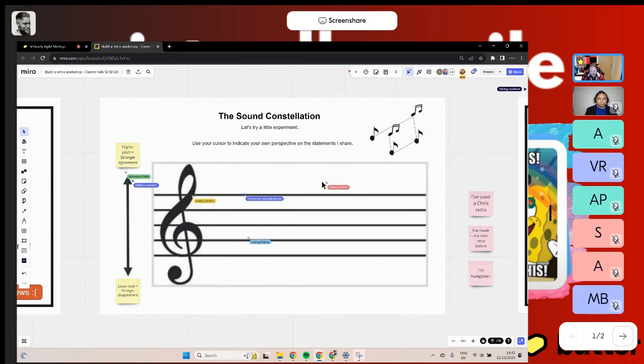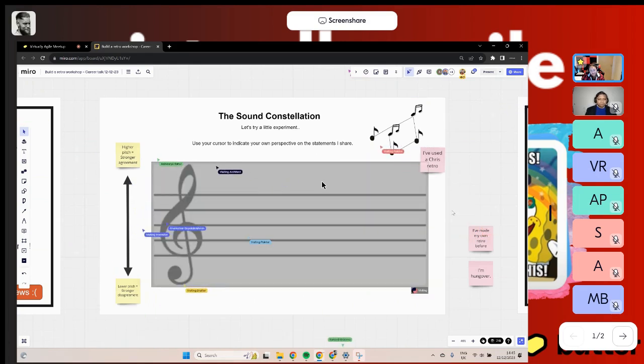Good. Okay, so let's try it. First statement is, I've used a Chris Stone retro before. If you have, you should be strongly agreeing. If you haven't, you should be strongly disagreeing. Place your cursor on the scale accordingly so we can see where you are.